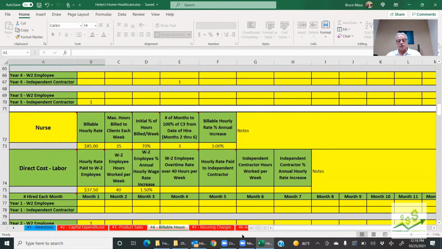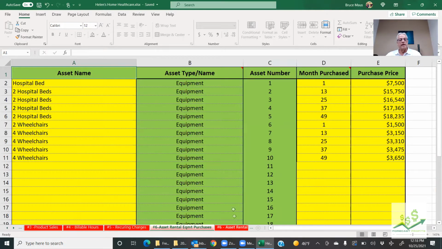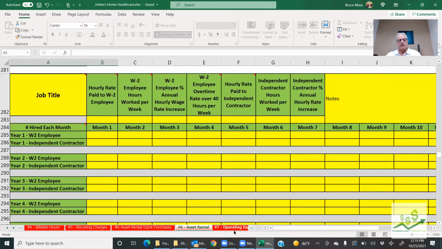Next, let's go to asset recovery. Helen plans to rent equipment to her clients, which include hospital beds and wheelchairs. We enter the month that each of the assets are purchased and the purchase price. This is all transferred to the asset rental spreadsheet.